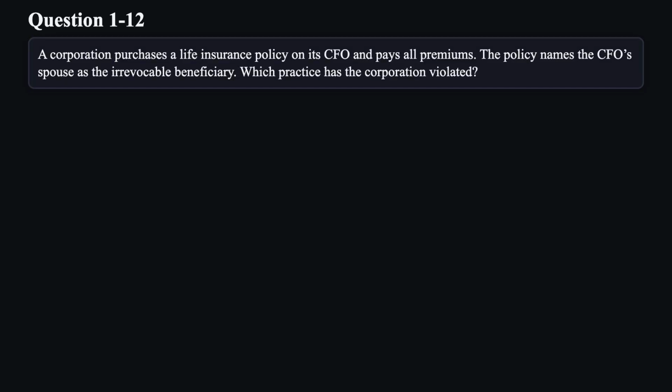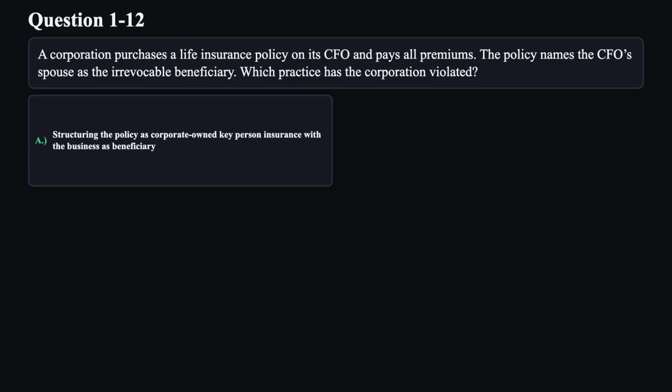Question 12. A corporation purchases a life insurance policy on its CFO and pays all premiums. The policy names the CFO's spouse as the irrevocable beneficiary. Which practice has the corporation violated?